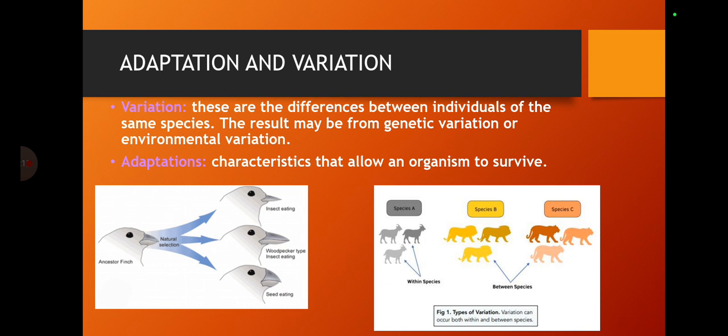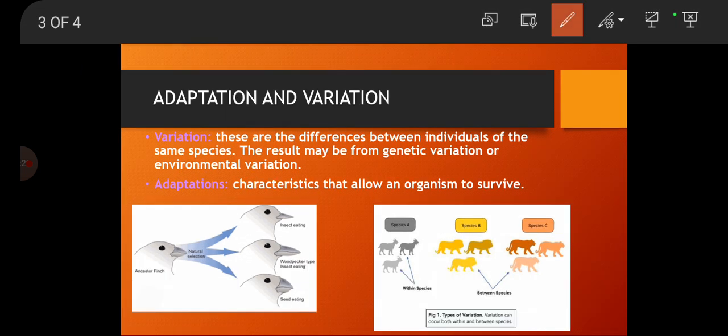Anyways, what is variation? I'm discussing over here right now. Variations are the differences between individuals of the same species. The result may be from genetic variation or environmental variation. Adaptations are characteristics that allow an organism to survive.